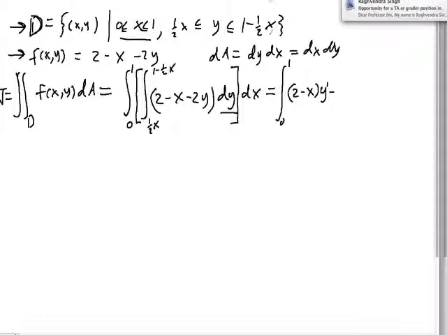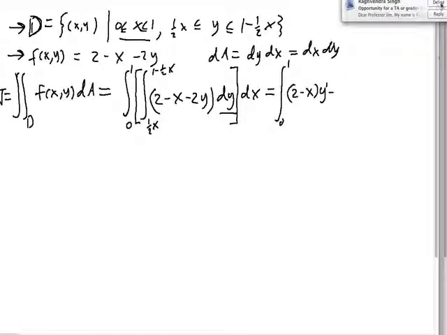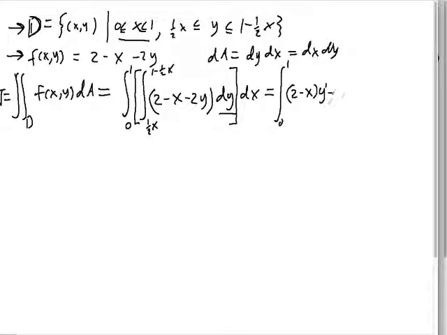What's the antiderivative of 2y? It's going to be just y to the second power. All right, we have that there, and now we have to do limits of integration. All right, so the limits of integration are 1/2 x to 1 minus 1/2 x.